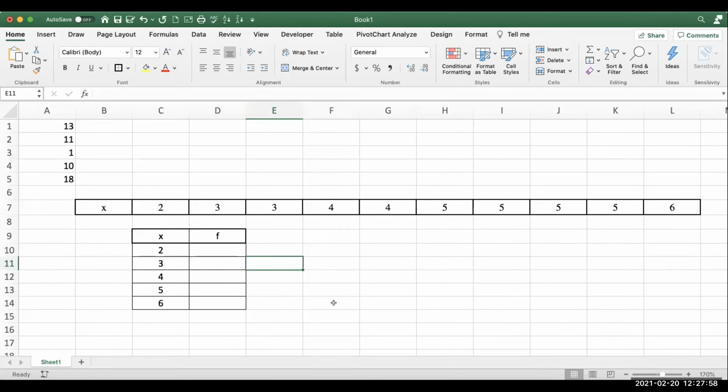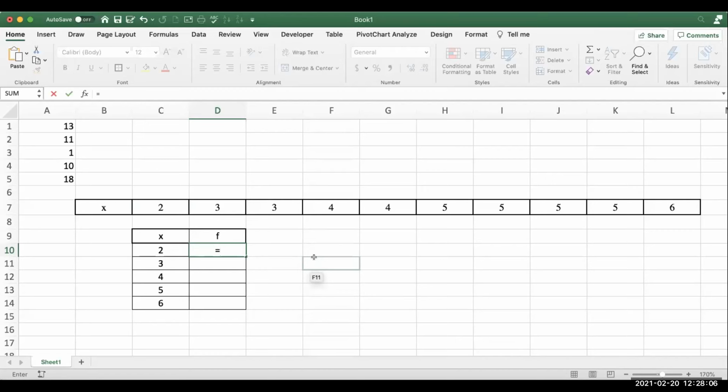Okay, so let me count all of these guys in here. Now, let's count all of these. They have a value of whatever's here. That's in C10. Oops. C10.